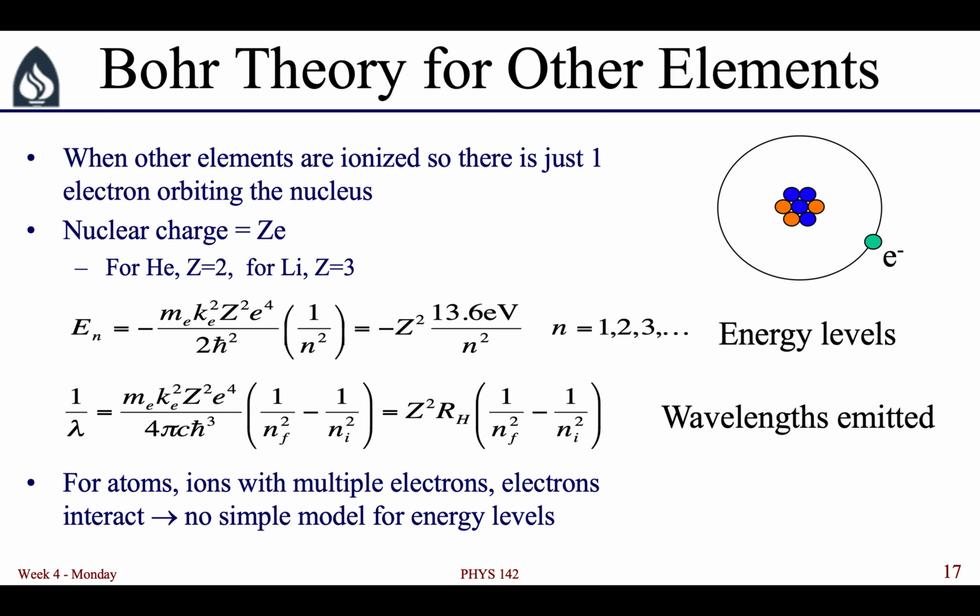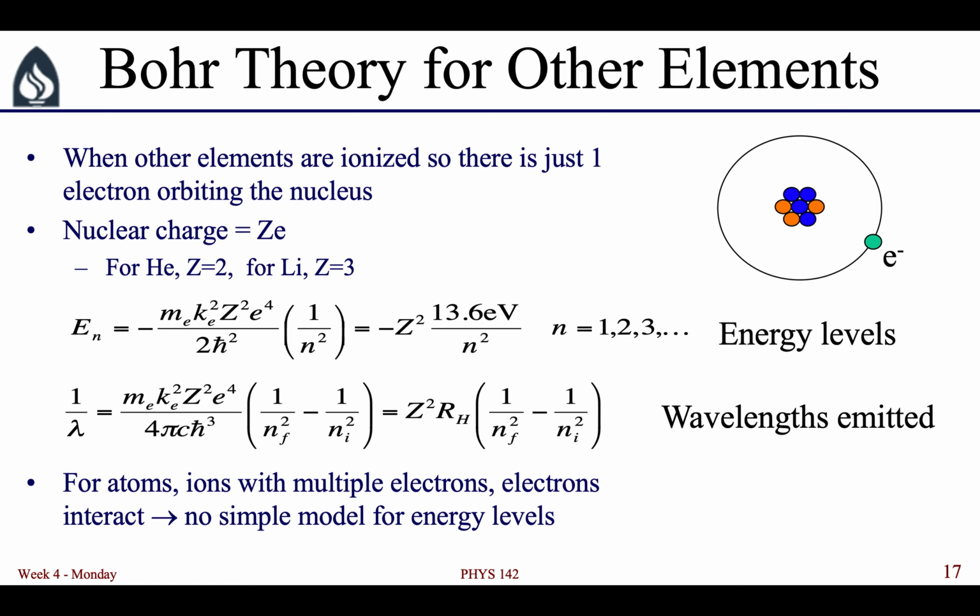And in that case, we can say that we have a situation which is just like hydrogen, and we can use a modified version of Bohr theory to describe that atom. But first, you do have to take away all of the electrons except for one.